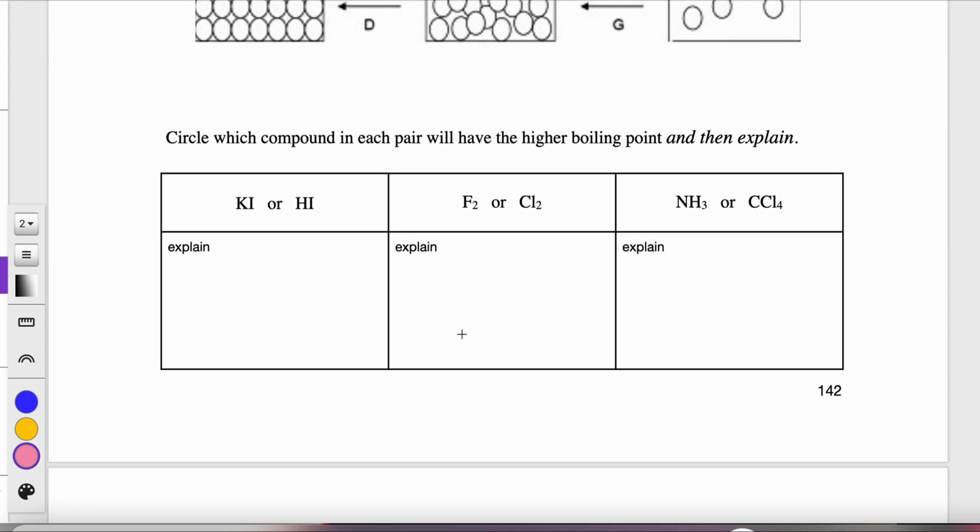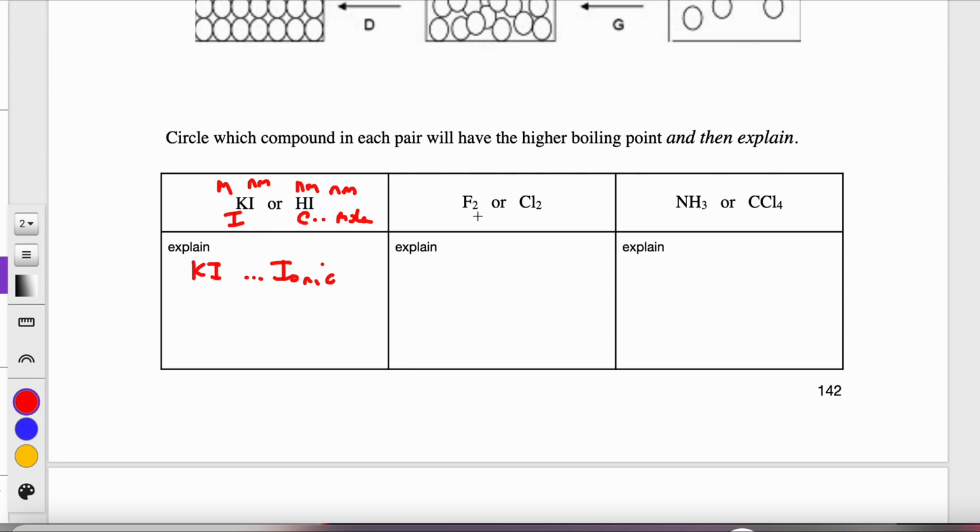So take a look here. You may be asked to predict which substance has a higher boiling point, or explain why one substance has a higher or lower boiling point in reference to the intermolecular attractions. Take a look at KI. KI has a metal and a nonmetal, so it's ionic in nature. HI is a nonmetal with another nonmetal, so it's a covalent bond, meaning it's a molecule. KI will have the higher BP because it's ionic.